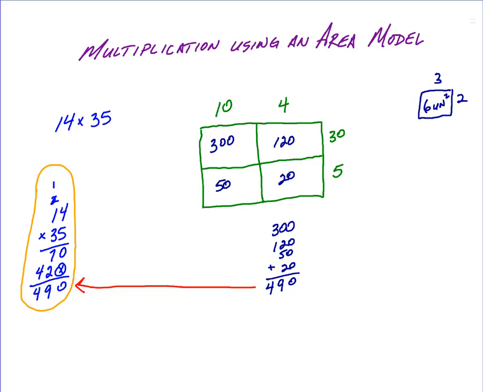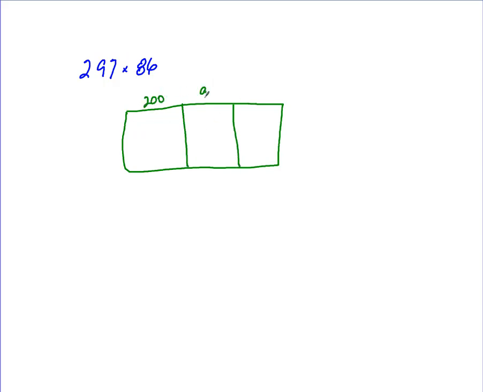All right, let's do one more with a larger set of numbers. So we've got 297. We're multiplying by 86. So we're once again going to build a rectangle, and you can always build that large rectangle to start with. We're going to divide it into 3 columns because we have 3 different place values. We have 200, 90, and 7. We're going to divide into 2 rows because we have 80 and 6. And we're going to go through that same process.